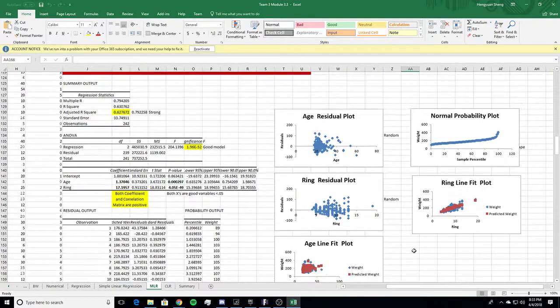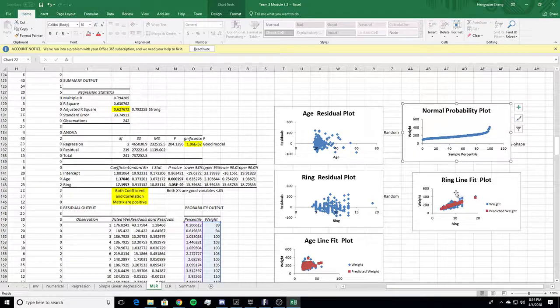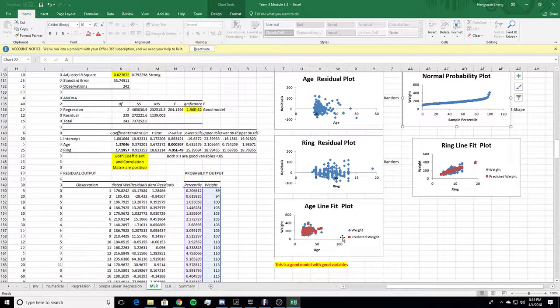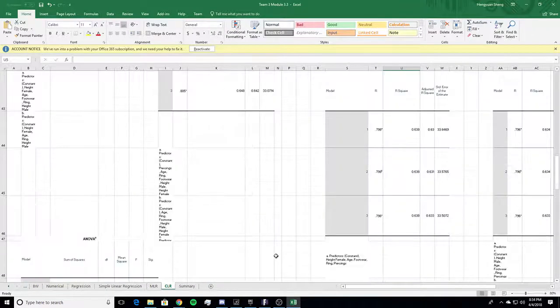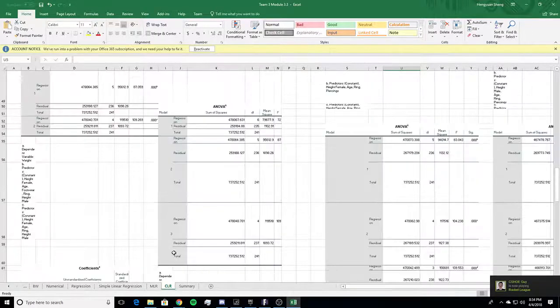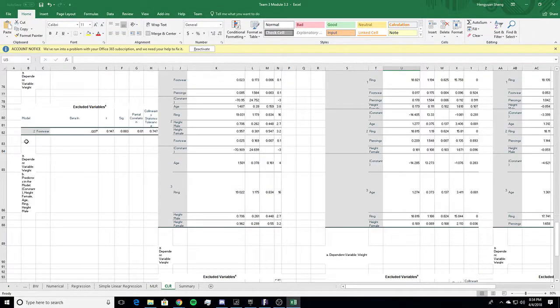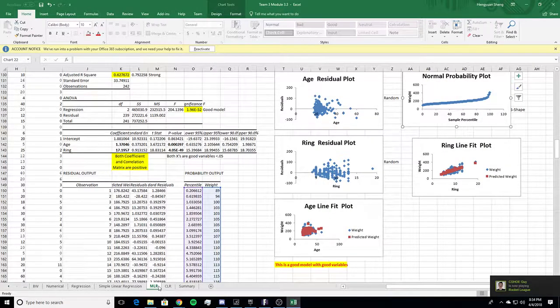And if you look over here, it's S-shaped. The fit is relatively acceptable to the predicted weight. Our CLR, we processed it through SPSS, and our team member didn't create graphs for it, but basically you can see the different excluded variables that we took out, and we ended up having just age and ring again.